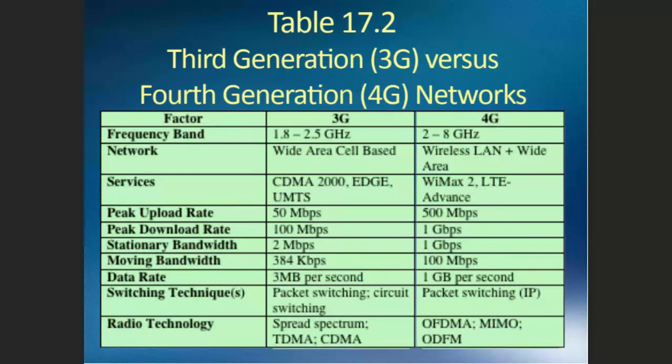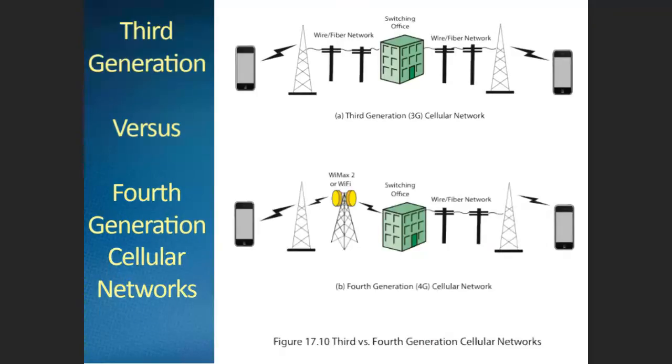So these are the comparisons, 3G and 4G. This is the frequency. Of course, 4G is using 8 giga. For the speed, download is 1 giga in 4G, and the upload is 500 megabits or half a giga. The technology used in 3G is circuit switching and packet switching. In 4G, it's all packet switching and it's IP. This is the difference between third generation and fourth generation networks.